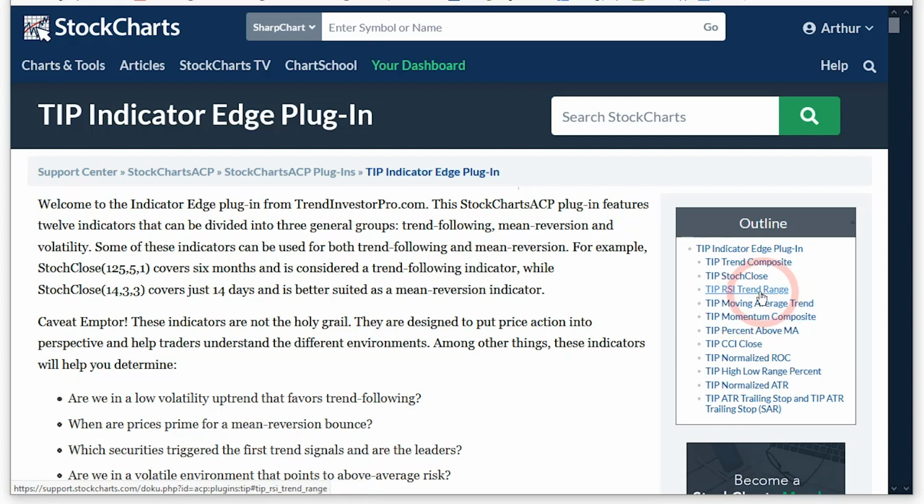And the two that I'm going to use today are the trend composite, which is a composite of 5 different trend following indicators. When 3 of the 5 are bullish, it becomes +1. And when 4 of the 5 are bullish, it becomes +3. And if all 5 are bullish, it becomes +5. And that's what I'm going to use to define the overall trend. And then I'm going to add the Trend Investor Pro Momentum Composite, and it is used to identify short-term oversold conditions within a bigger uptrend.